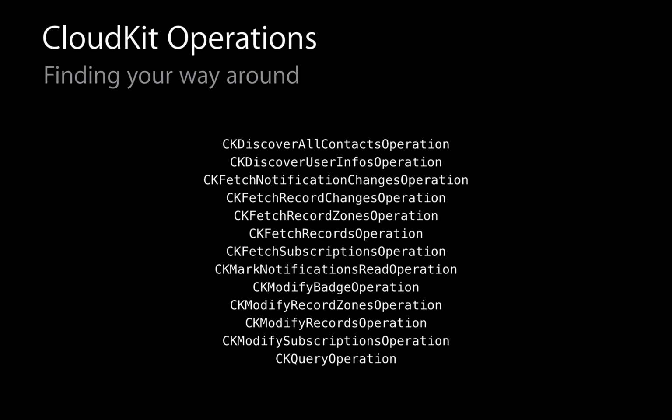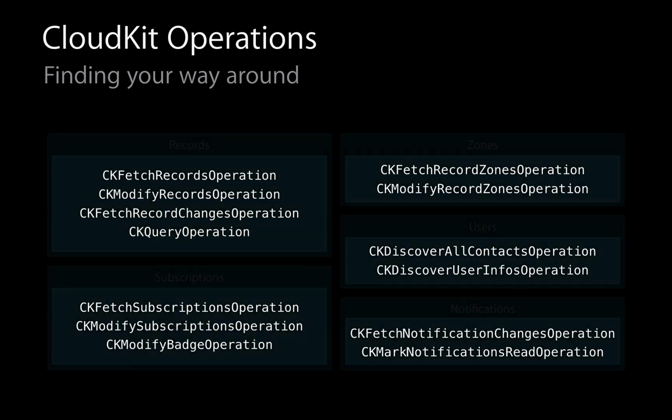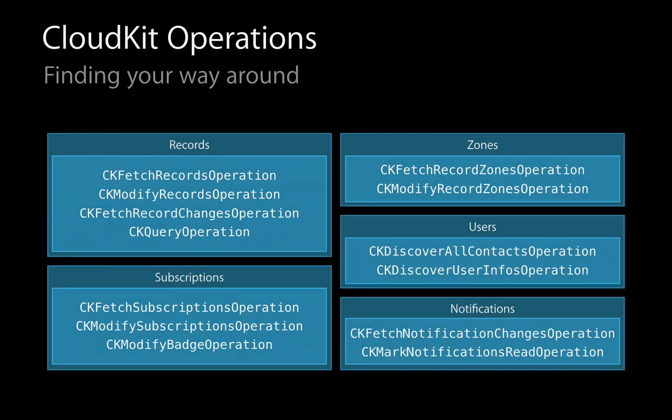So if you go to look at our NSOperation-based API, you might just see this big list of a bunch of different operations. It's kind of overwhelming and confusing. The best way to think about this API is to think about the objects that you want to deal with. If you remember from the introductory talk, CloudKit's base objects are records and zones and subscriptions. And you'll see that up here we have a fetch and a modify operation for all of those items.